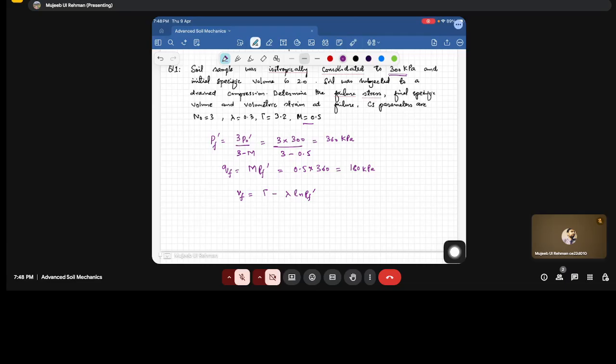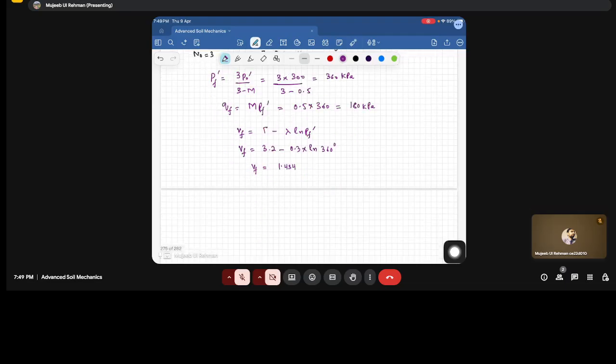from the critical state line. So Vf is equal to gamma, which is 3.2, minus lambda, which is 0.3, ln of p' f, which is 360. So you will get Vf is equal to 1.434. Now the final volumetric strain is given by delta V divided by V naught into 100.